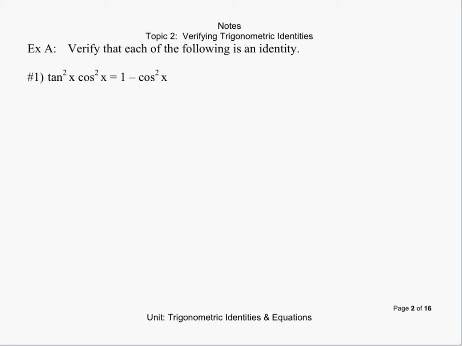So, number 1, here's what I see. This right here looks very familiar to me. Does it look familiar to anybody else? It's part of one of the trig identities. Let me explain. This is called side work, so I'm going to do it off to the side. Sine squared of x plus cosine squared of x equals 1. That's the Pythagorean identity, the first one.